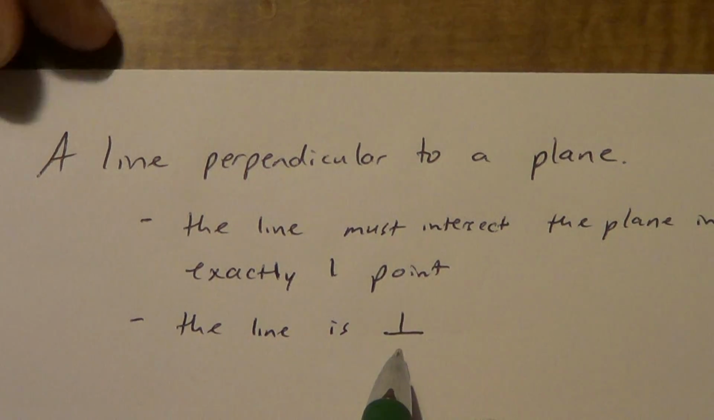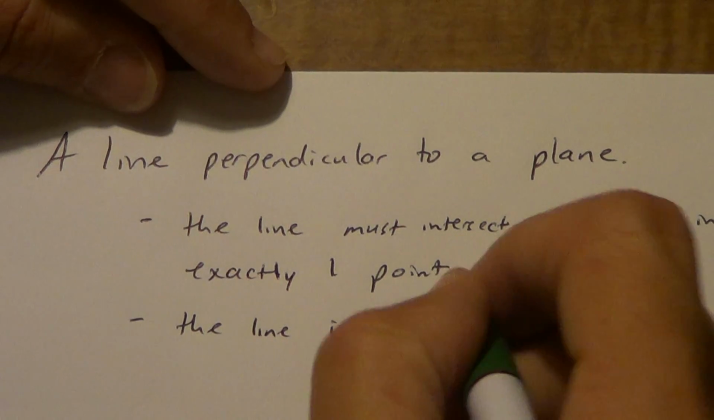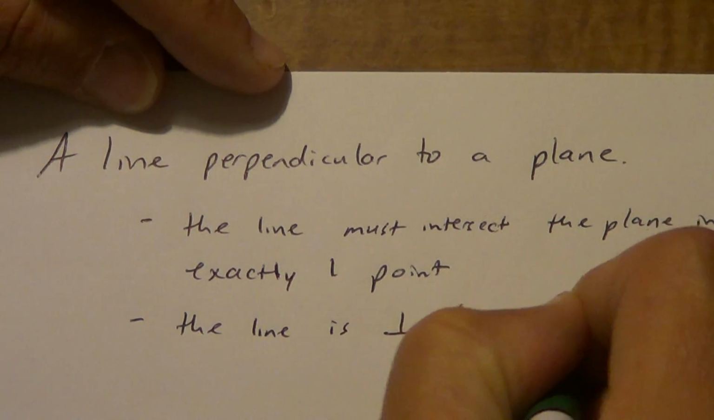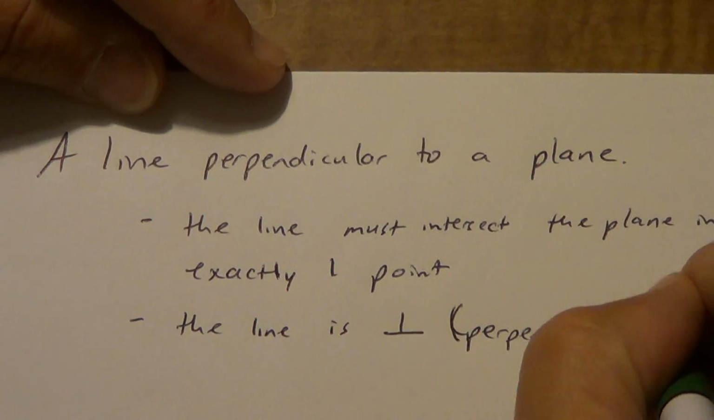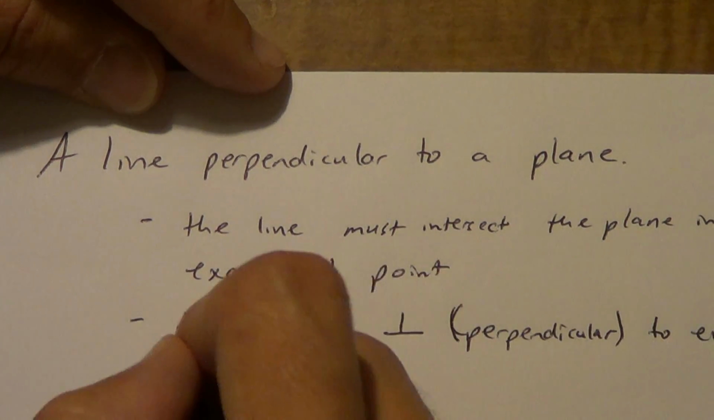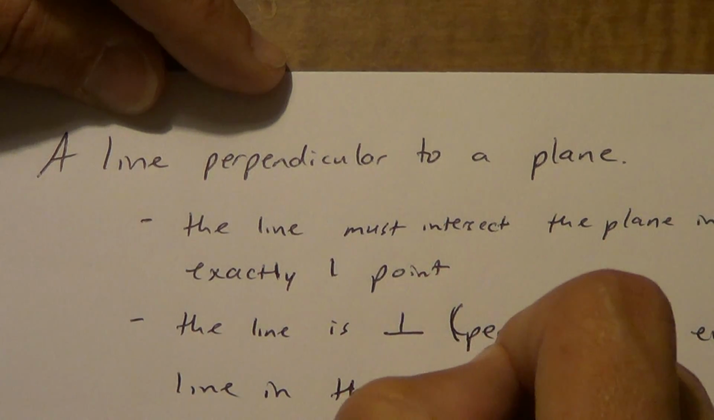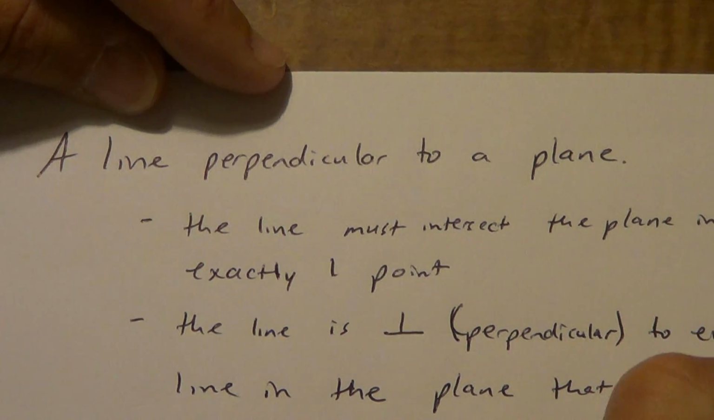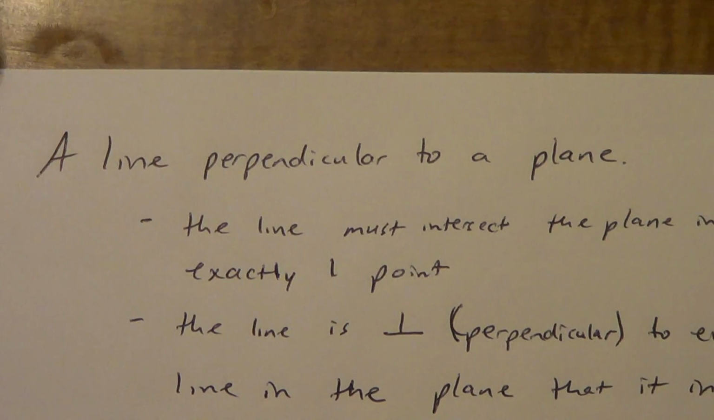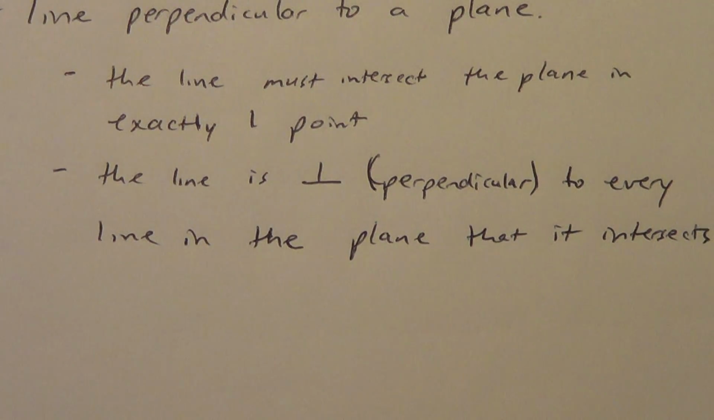That symbol right there, if you don't know that, means perpendicular. It's kind of like a big upside down capital T. That means perpendicular to every line in the plane that it intersects. Not necessarily every line in the plane, just every line that it intersects. Make sure you got that definition. If you need to pause real quick and get that all written down or rewind a little bit, do that. But I'm going to show you what this looks like now.